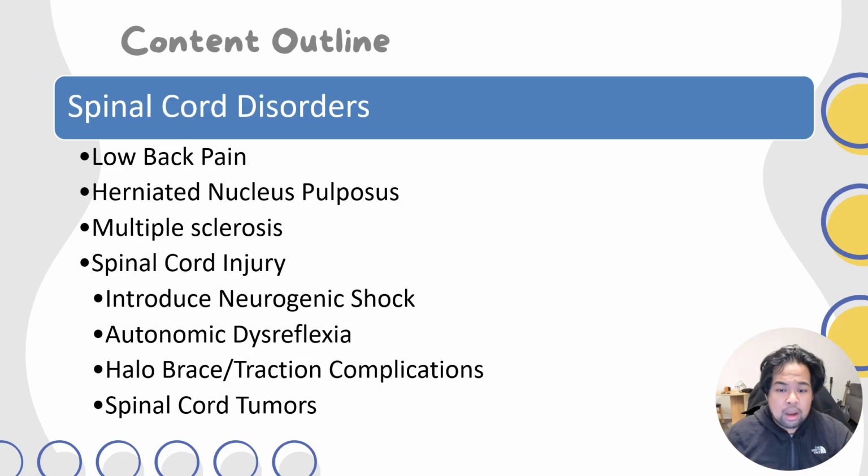All right, for the content outline, we're going to talk about spinal cord disorders, low back pain, herniated nucleus pulposus, multiple sclerosis, and spinal cord injuries. We're going to do an introduction on neurogenic shock and autonomic dysreflexia. We're going to talk a little bit about halo braces, traction complications, and spinal cord tumors.